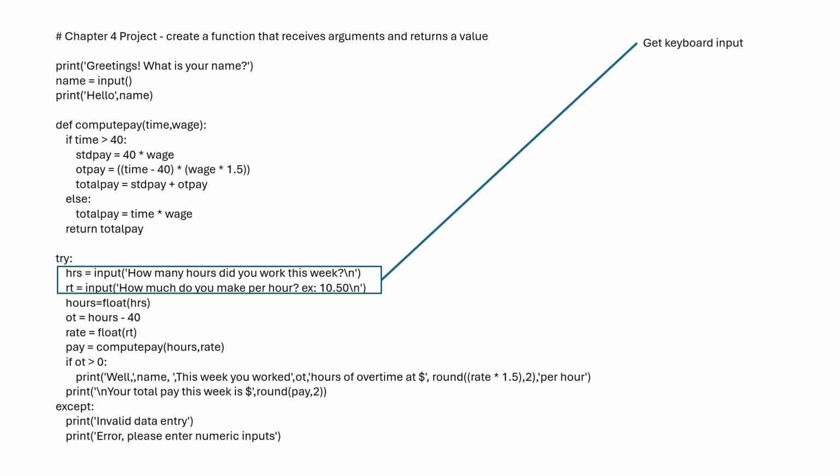Now that we have defined our computePay function, let's get some keyboard input. Here we ask the user for the number of hours worked and store the input into a variable called HRS. Then we ask the user for the rate of pay and store it in a variable called RT.